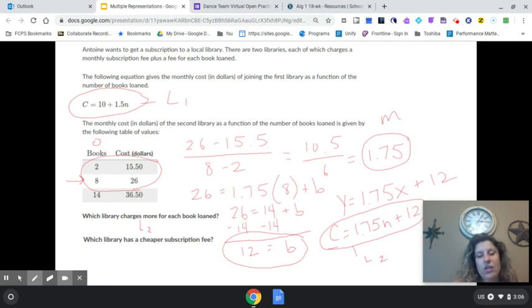Which library has a cheaper subscription fee? So the subscription fee is the amount that you're just going to pay initially per month. So that would be the $10 for library 1, the y-intercept, or $12 for library 2. Cheaper fee is library 1 at $10.